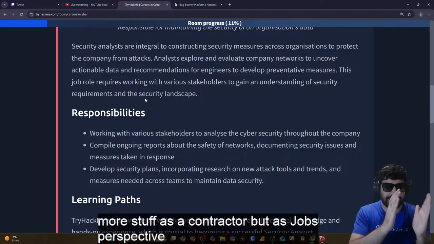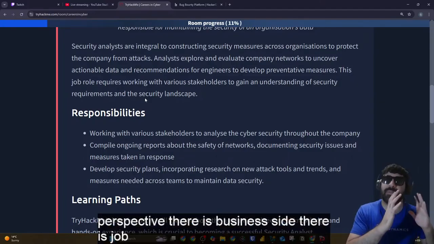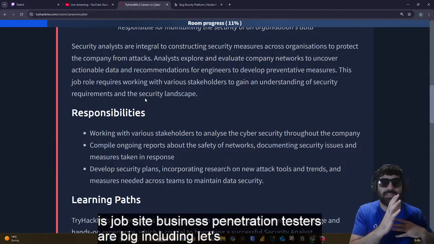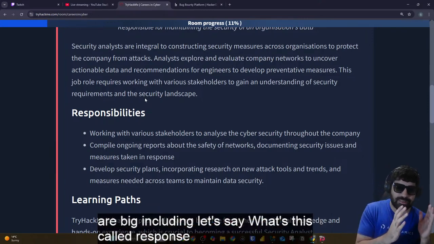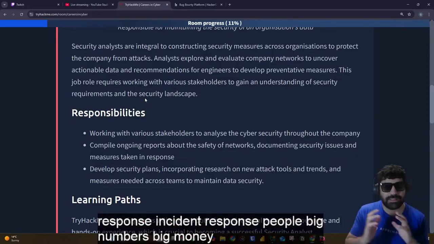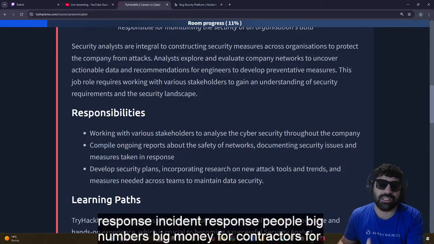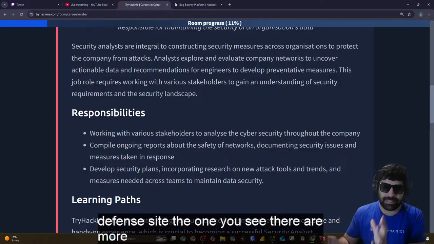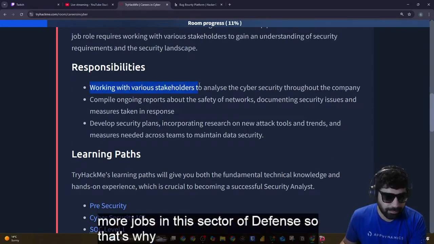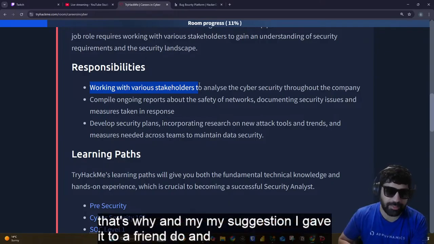But from a jobs perspective, there is a business side and there is a job side. On the business side, penetration testers are big, including incident response people, big numbers, big money for contractors. But on the defense side, the one you see here, there are more jobs in this sector. So that's why. And my suggestion, which I gave to a friend too, worked great for him.